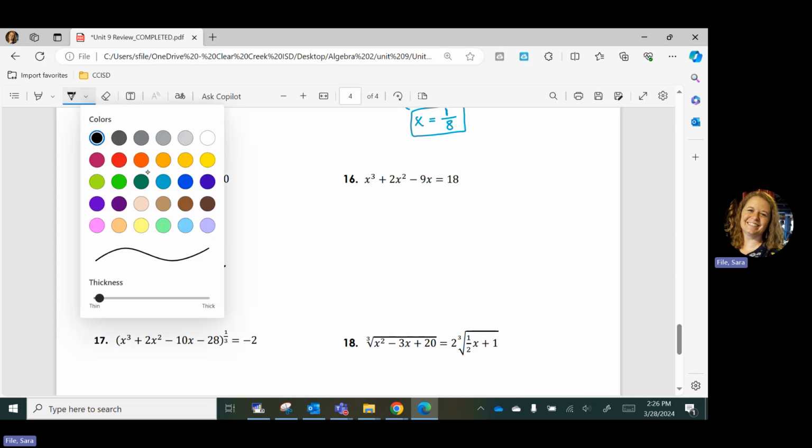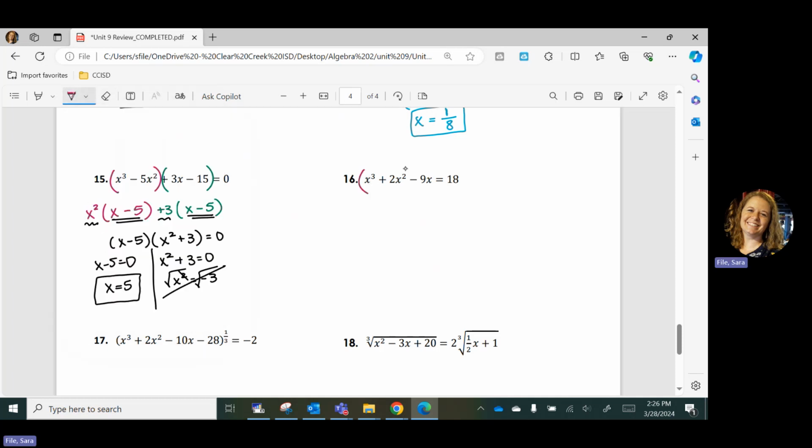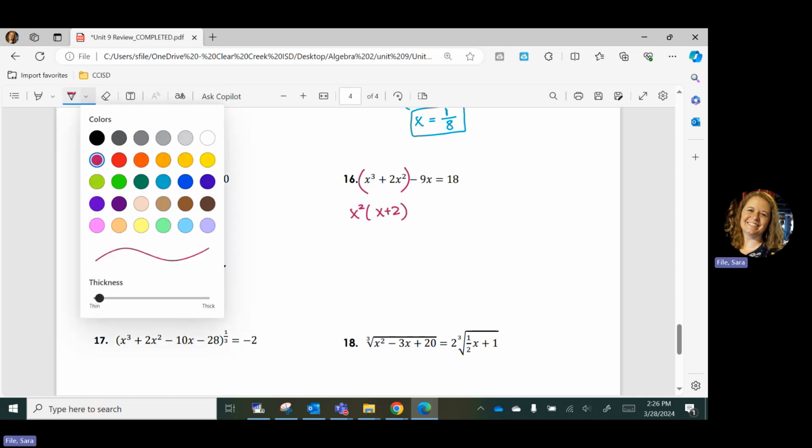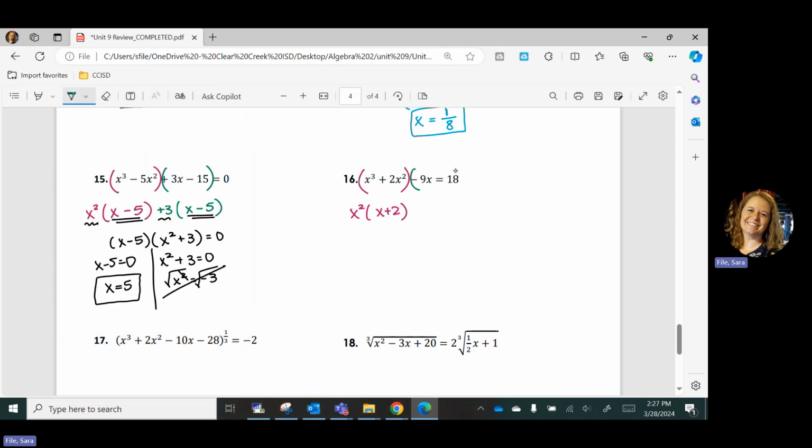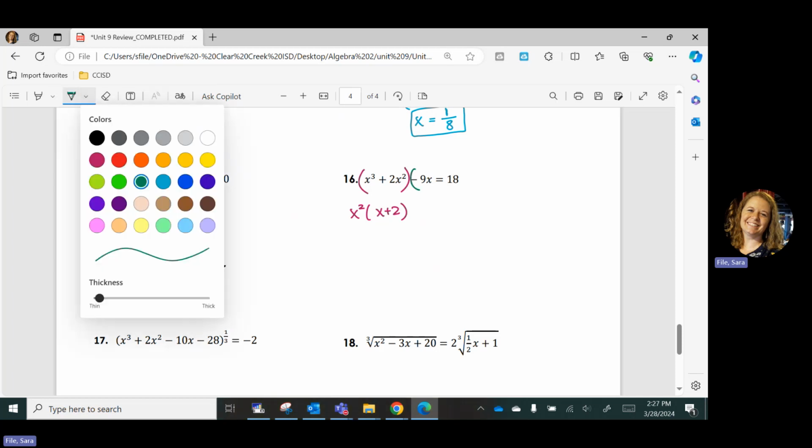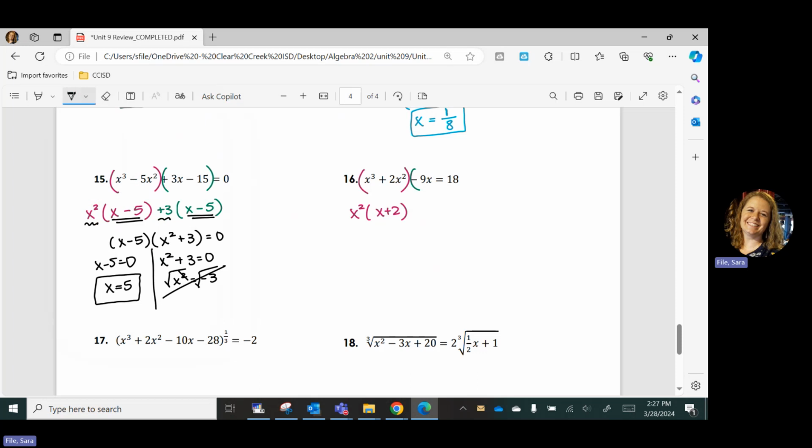All right, my first group here, my GCF is x squared. It's going to leave me with x plus 2. In my second group here, oh, tricky. It's not set equal to 0 yet, so that 18's on the other side. So to move it over here, I would have to subtract it. So it's going to become minus 18 over here, and then I'll be left with a 0 on the right.